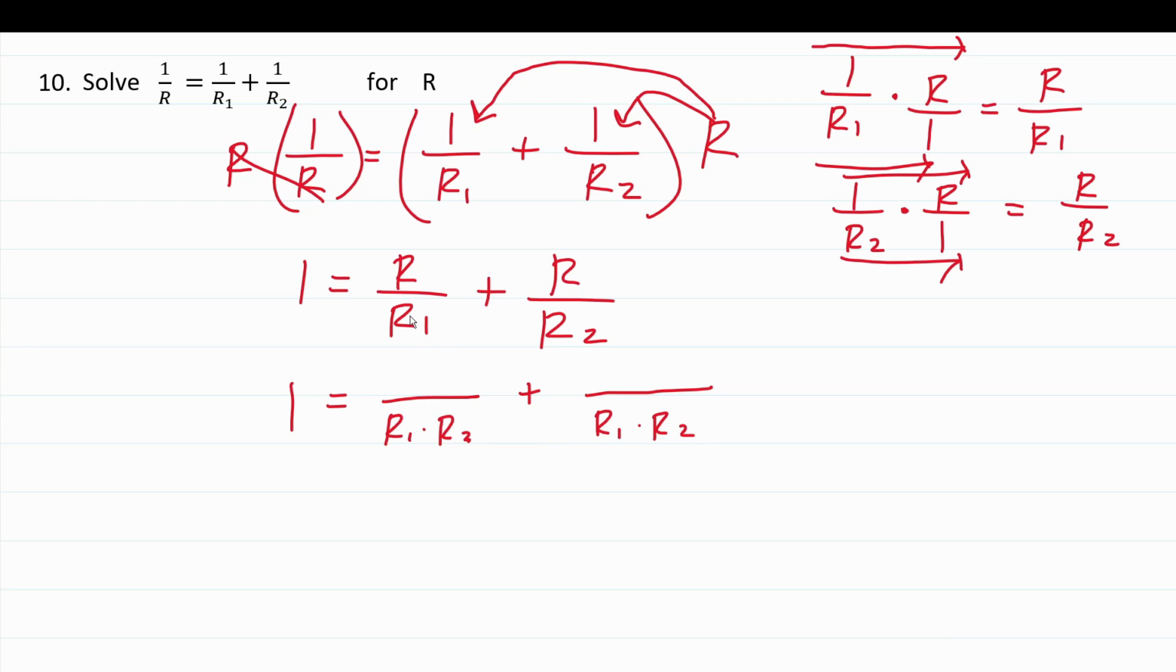And the question is, how can I write r1 such that it has a denominator of r1 times r2? Well, I'm just going to multiply it by r2. And I'm also going to do that to the numerator here. So this becomes r1 times r2, which we have. But in the numerator, it becomes r times r2. And the question here becomes, how can I write r2 to be r1 times r2? Well, I'm just going to multiply it by r1. I'm also going to do that to its numerator. Again, this becomes r1 times r2, which is right here. But in the numerator, we now have r times r1.